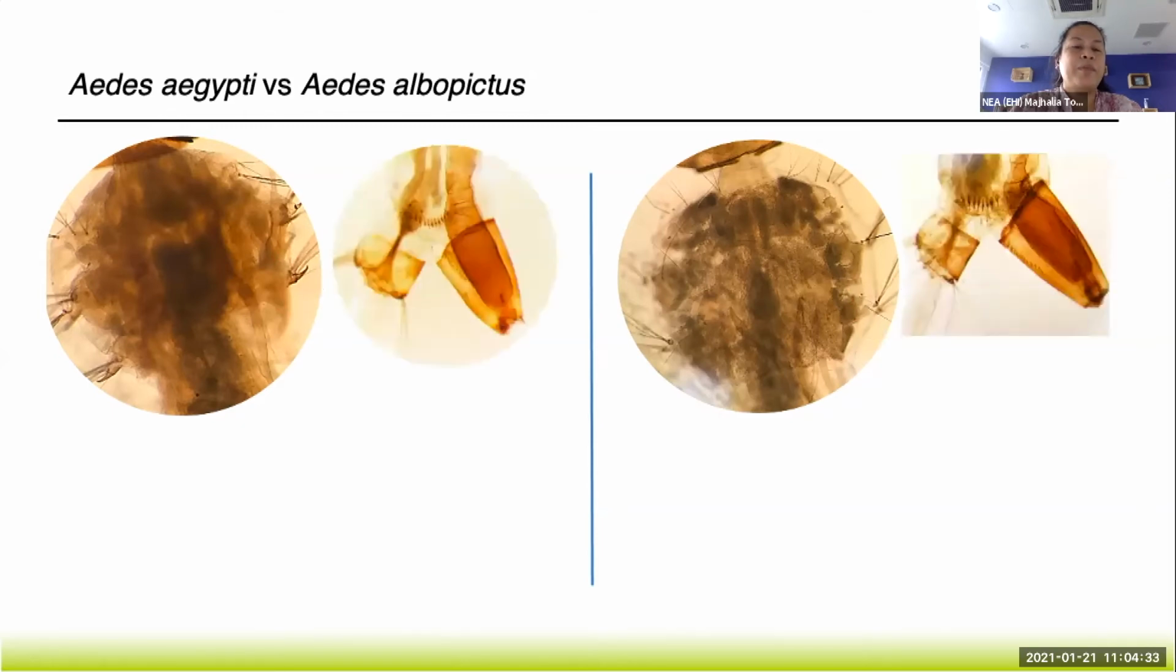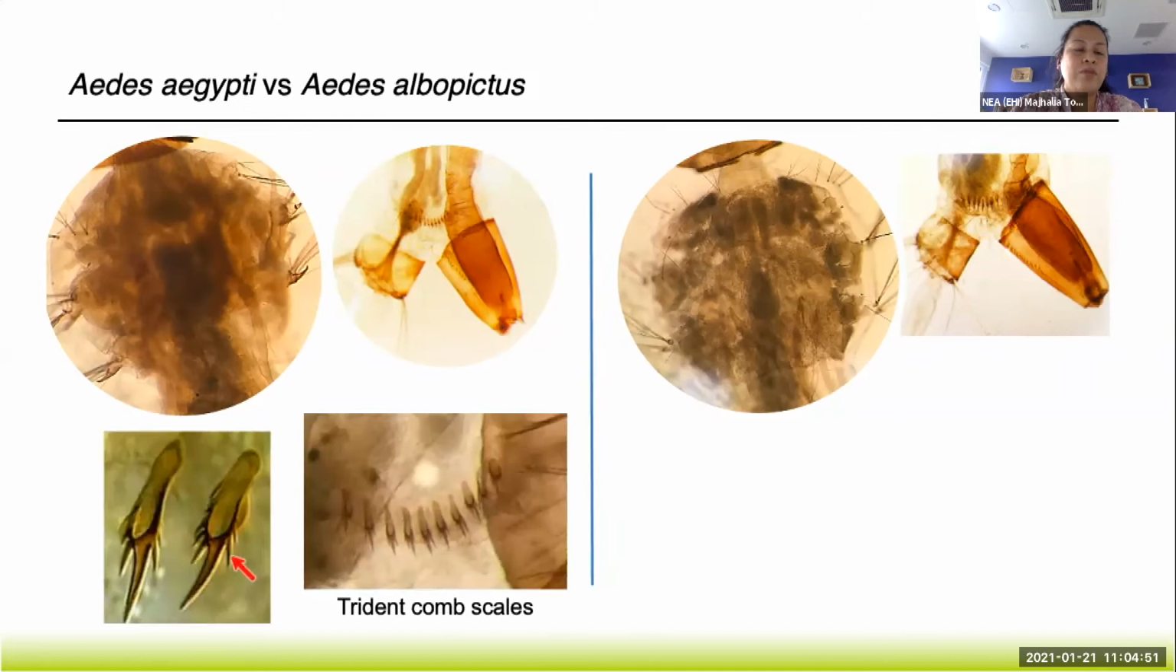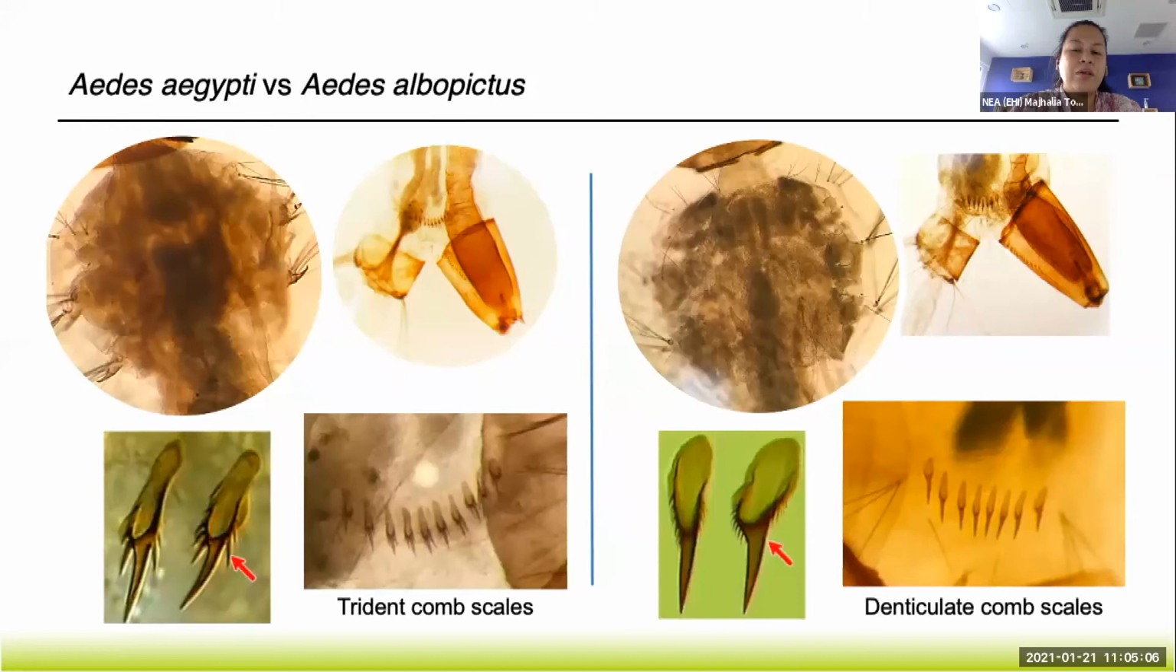Then to confirm that you're dealing with an Aedes aegypti mosquito or Aedes albopictus, you have to look at the comb scales. Zooming into the comb scale, this is what we call the trident comb scale of Aedes aegypti. If you're confident to use high power, then you will see that it has a very thick middle spine and 2 smaller lateral spines. But if you compare that to the denticulate comb scales of Aedes albopictus, when you zoom into it, it has very small lateral spines, so that when you view it, you just see 1 singular spine.